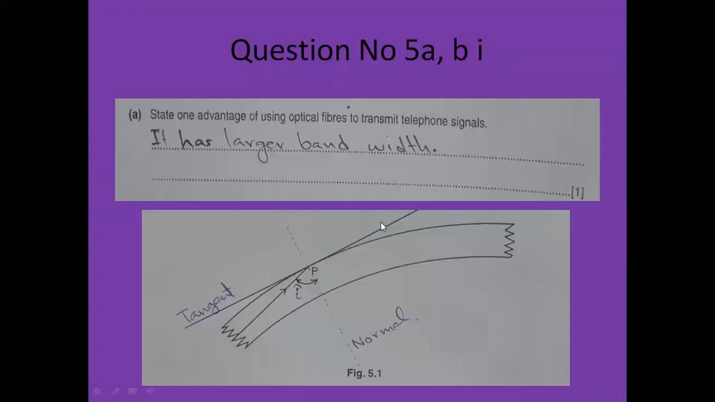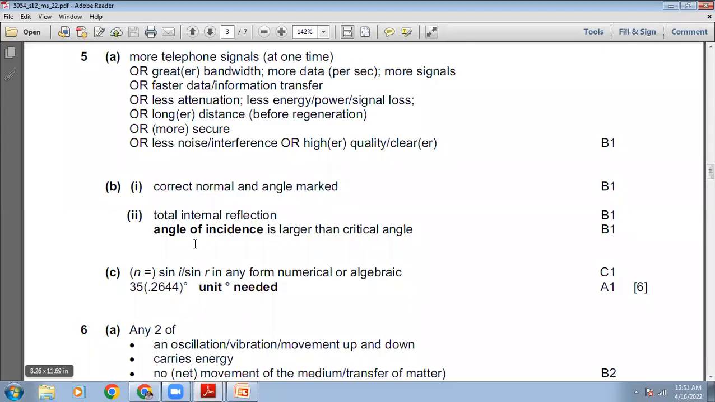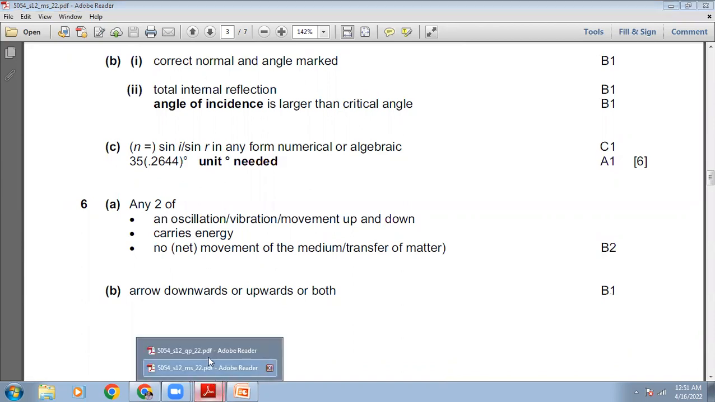So here you can see I have drawn a tangent. Then with the help of the protractor, I put the protractor here. I put the dot at 90 and then I join it with this point. This dotted line shows the normal, and the angle between the incident ray and the normal, I will call the angle of incidence. Okay, so that was question number 5B.